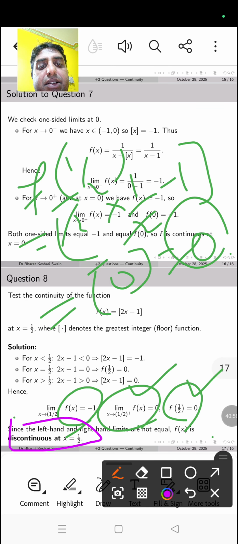Clear? So in this way you can do the problems. Okay, thank you. In the next lecture we will come with a new topic.